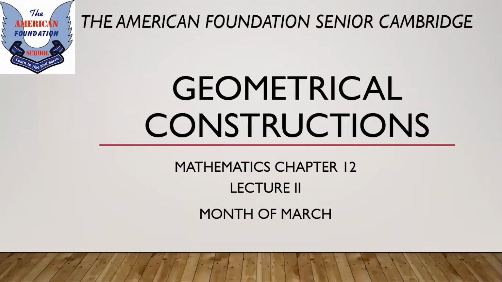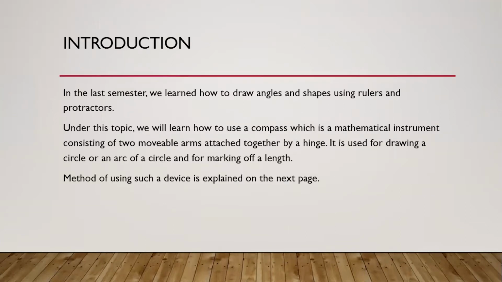We also learned how to draw angles using the protractor. We also learned how to measure the angles using the protractor. Now we'll basically learn how to draw geometrical figures. Let's start. In the last semester, we learned how to draw angles and shapes using rulers and protractors. Under this topic, we will learn how to use a compass.